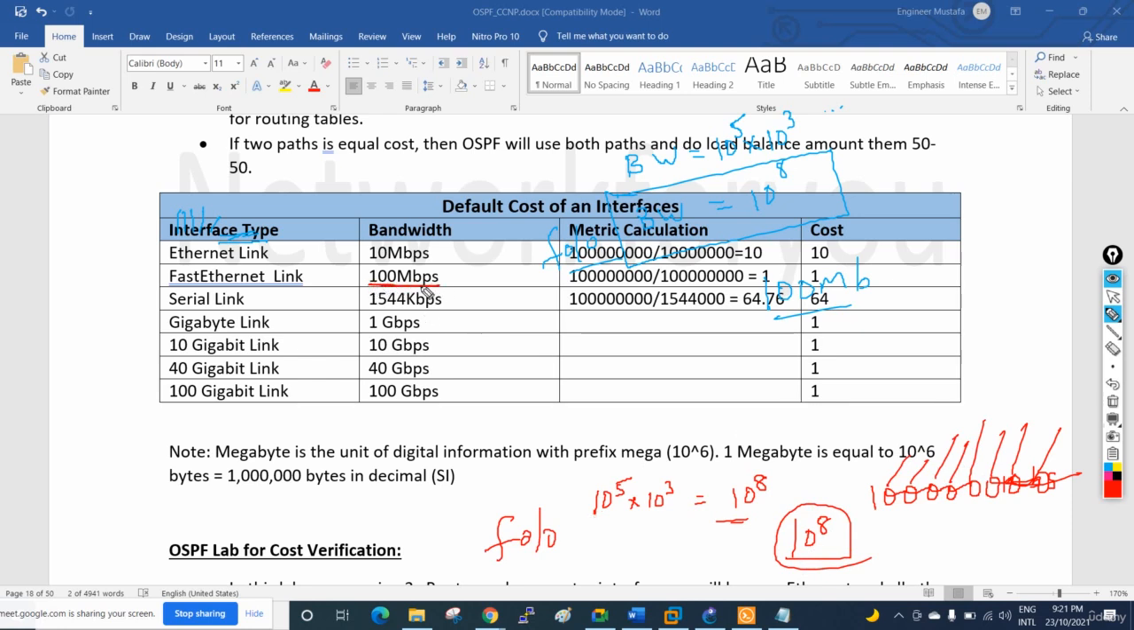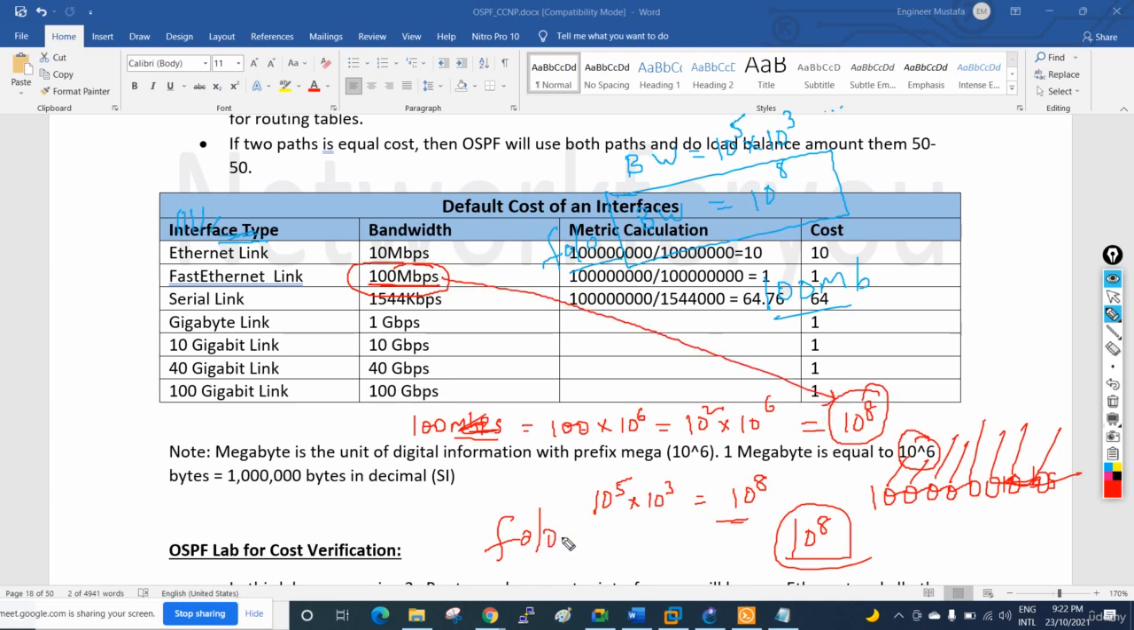If I want to convert this into 10 to the power of something, how can I convert it? I will write 100 megabytes per second. I want to remove the megabytes per second, so I will write 100, which is 10 to the power of 2. When I want to remove the mega, I need to write 10 to the power of 6. So 10 to the power of 2 times 10 to the power of 6. So what is this value? 10 to the power of 8. That means this is nothing but 10 to the power of 8.